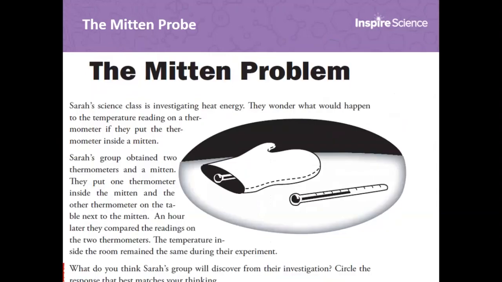And here's the scenario. Sarah's science class is investigating heat energy. They wonder what would happen to the temperature in a thermometer if they put the thermometer inside of a mitten. Sarah's group obtained two thermometers and a mitten. They put one thermometer inside the mitten and the other thermometer on the table next to the mitten.